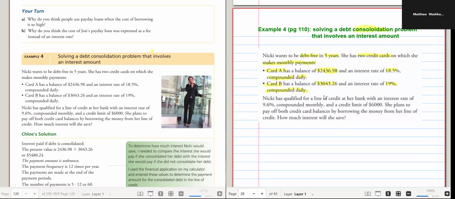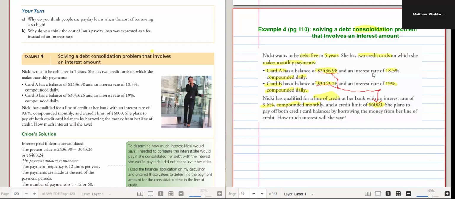So Nikki is qualified for a line of credit at her bank with an interest rate of 9.6%, compounded monthly, and a credit limit of $6,000. She wants to pay off both credit card balances by borrowing the money from the line of credit. So she would be transferring this amount, about $5,500. She's going to take that and put it into this loan here, which has a lower interest rate and a more infrequent compounding rate, right?